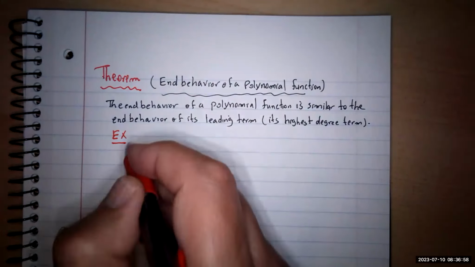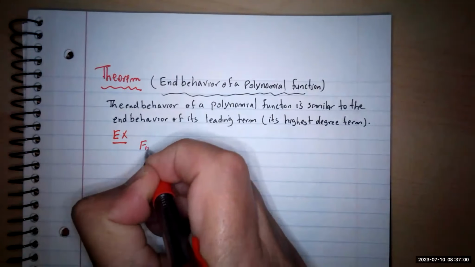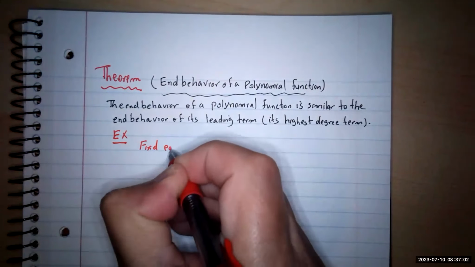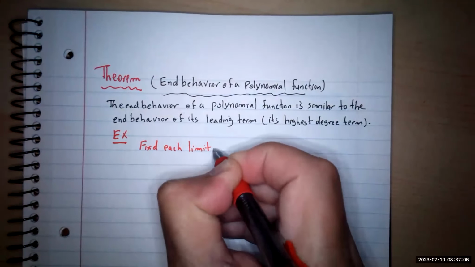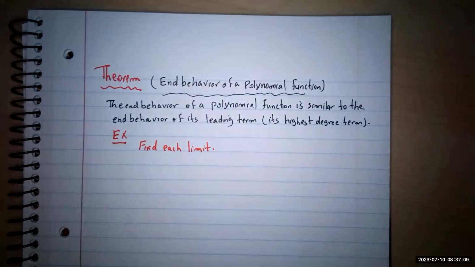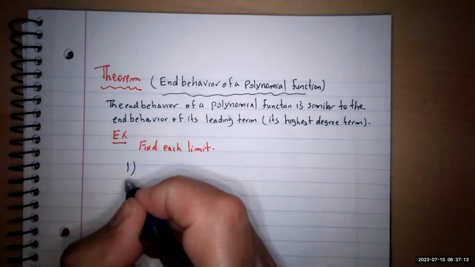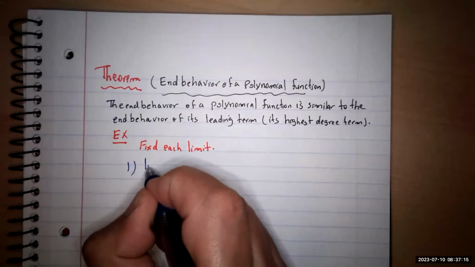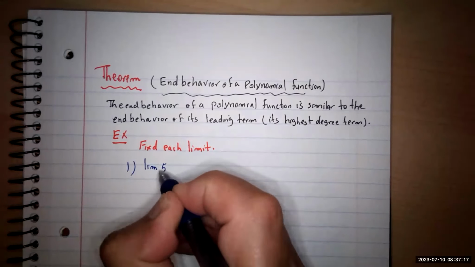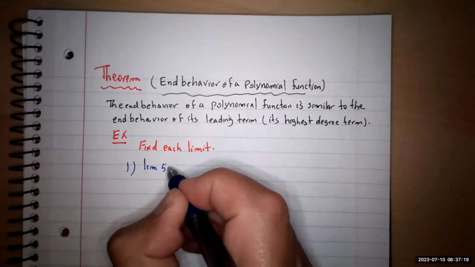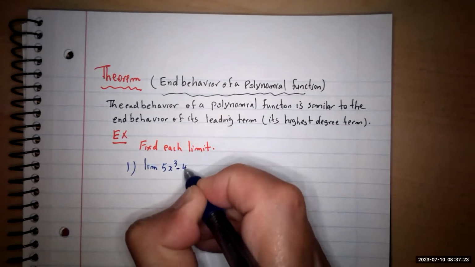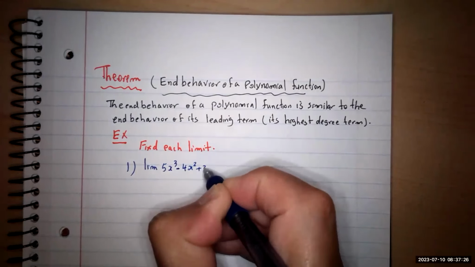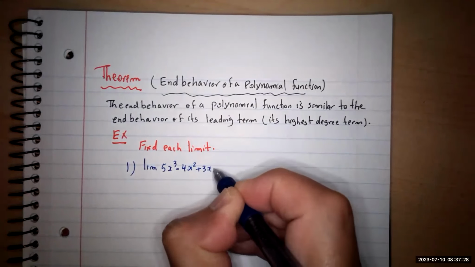Okay, are you ready? Find each limit. So the first case is this one. First case, the limit of 5x cubed minus 4x squared plus 3x minus 10.